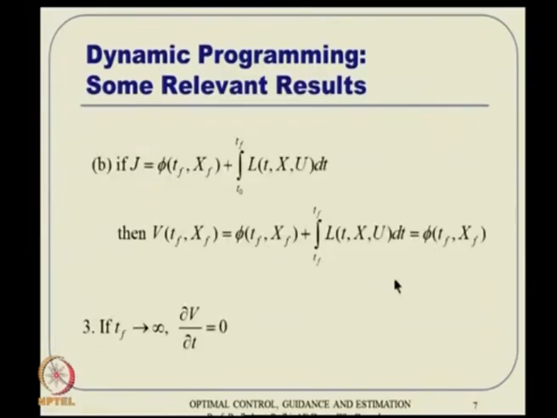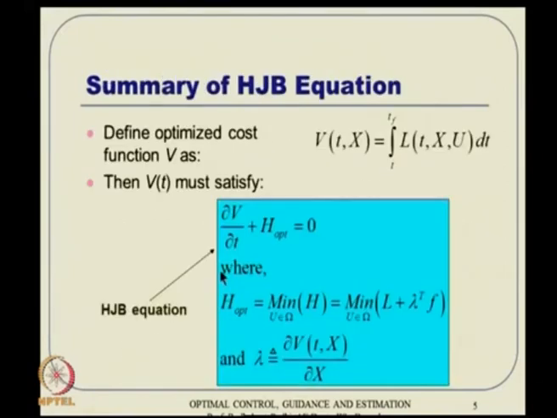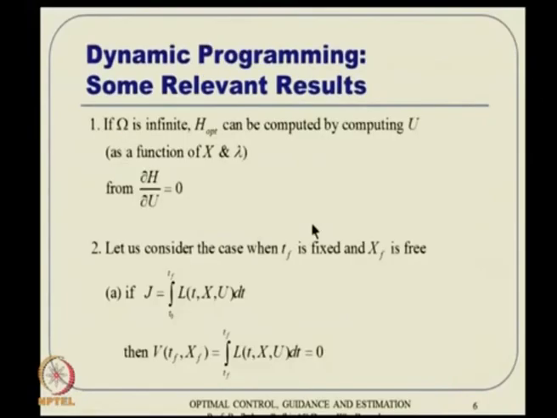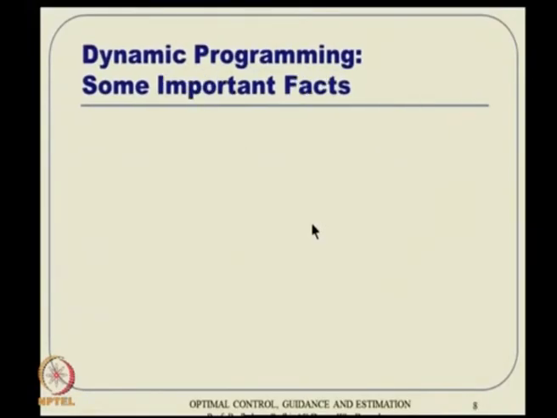There is another observation: if tF goes to infinity, then del V by del t is 0. So we have only that part of the equation which comes from H equal to 0. But still remember, it is a partial differential equation because lambda is a vector valued function, del V by del x. If it is a scalar problem, only then does it become something like an ODE problem. Alright, so this is how it is.